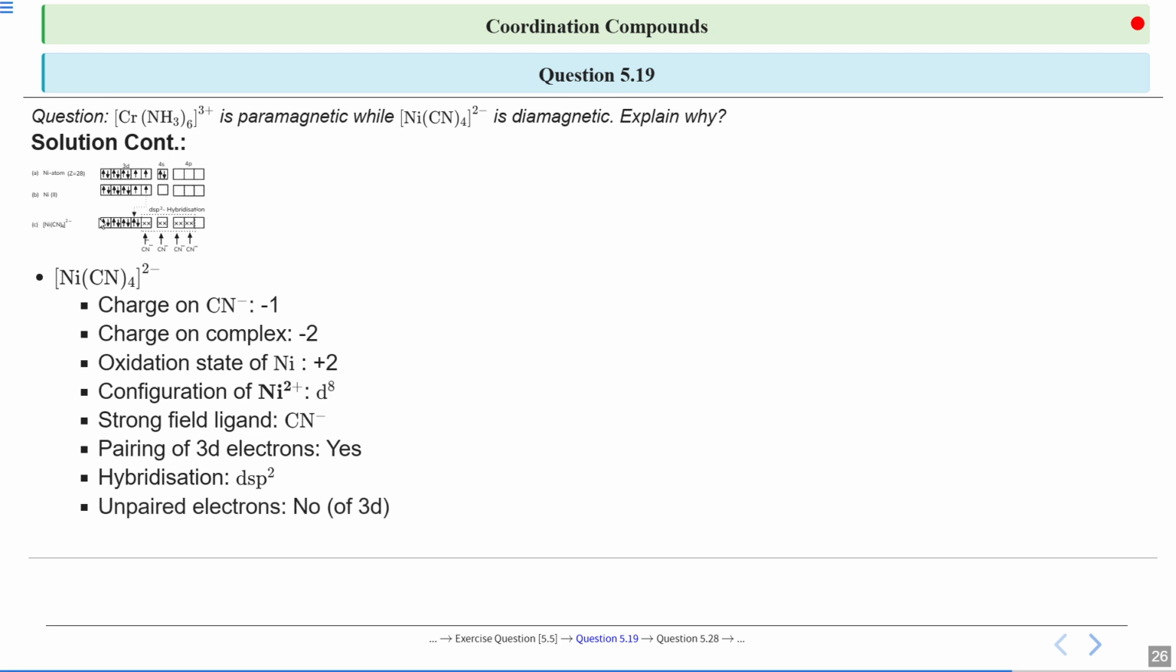So are unpaired electrons present here? No, because all the orbitals are paired up, and the remaining empty orbitals will also get occupied by the electron pair donated by each cyanide ligand to form the complex with the nickel, right? So unpaired electrons present? No, they are not present in the 3d orbital. So the magnetic character of this complex will be diamagnetic. Okay, so this is the reason. This is how, stepwise, you can explain why this chromium complex is paramagnetic while the nickel complex is diamagnetic.